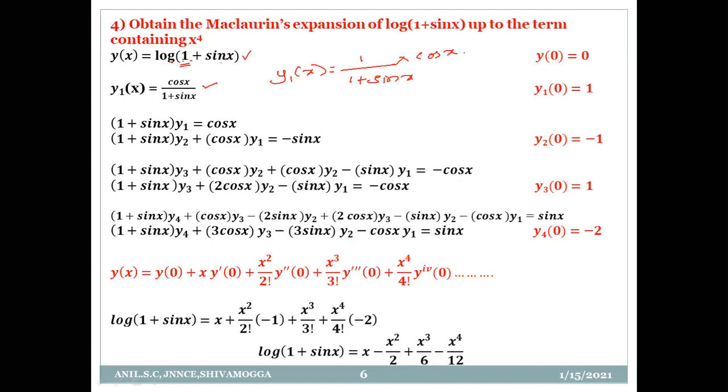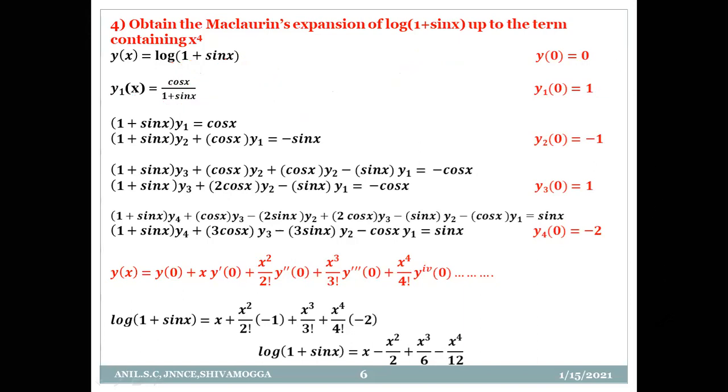Now put x is equal to 0. When x is equal to 0, this will be y1 of 0. This is equal to, numerator will be cos 0 and cos 0 is 1, divided by denominator will be 1 plus sin 0, but sin 0 is 0, 0 plus 1 is 1. 1 by 1 is 1. y1 of 0 is equal to 1.